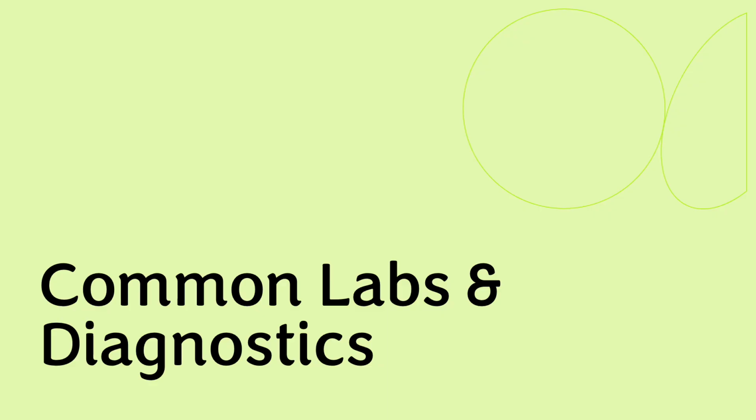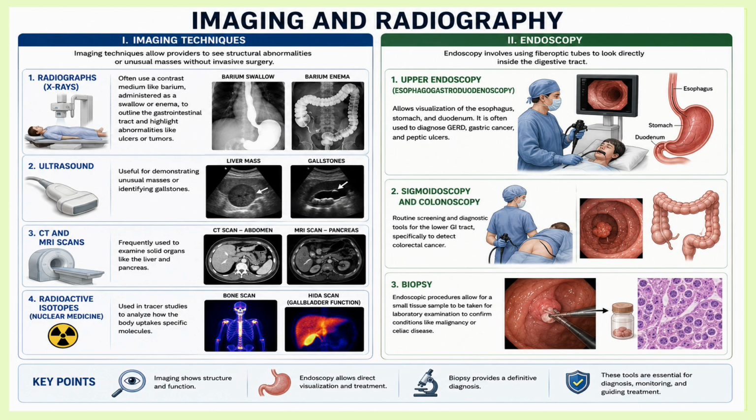Okay, now let's look at common labs and diagnostics real quick. Even though imaging studies and endoscopy allow us to visualize the structure of the GI tract, specialized functional tests also help us evaluate how well the GI system is actually performing its normal functions. The first test is the ambulatory acid probe test, which is used to diagnose gastroesophageal reflux disease, or GERD.